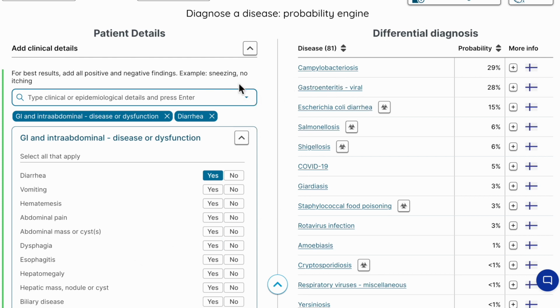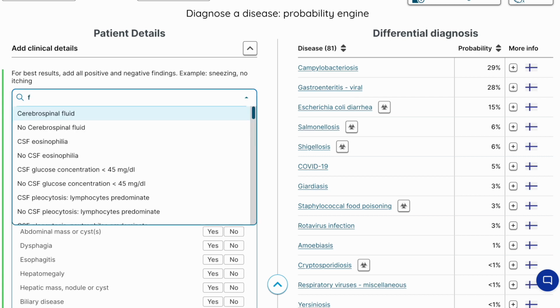If we say fever with diarrhea, well, how many of those are there? We'll put that in.